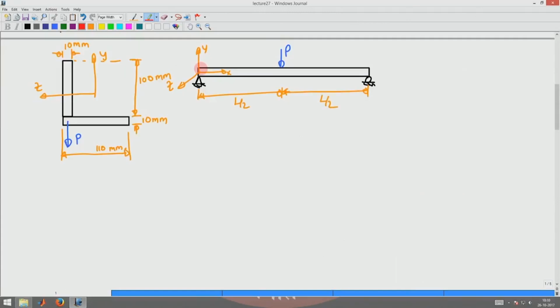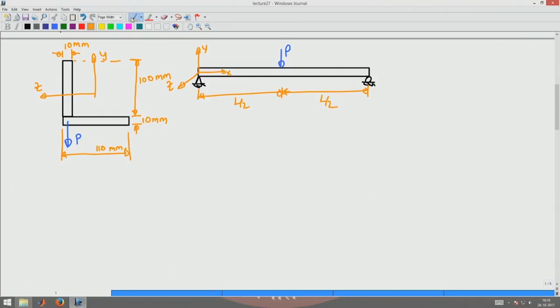In particular, we are interested in solving the problem wherein you have a simply supported beam subject to a point load in the middle, and this point load is acting along one of the legs in the first problem of the equal angle section. The dimensions of the angle are given here. Each of the legs is 100 mm in length and 10 mm in thickness.